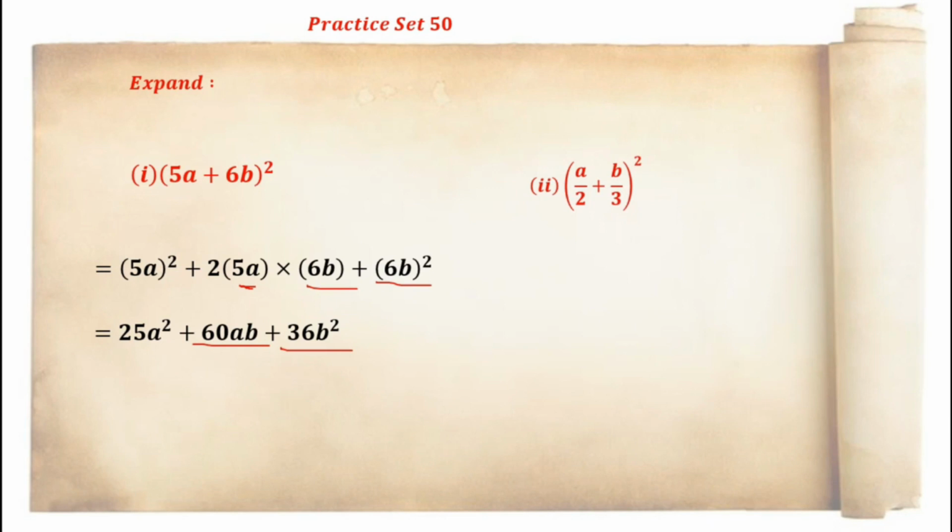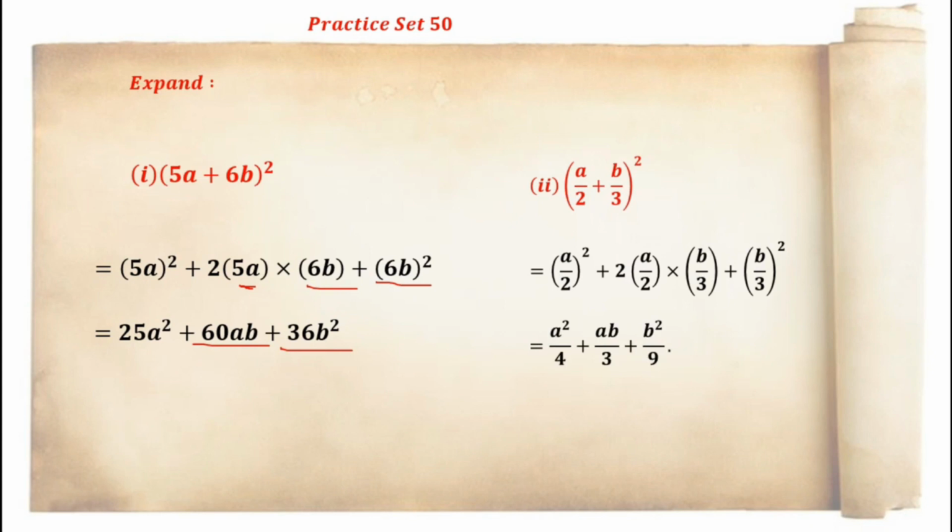Now we'll move for the second question. (a upon 2 plus b upon 3) raised to 2. So (a upon 2) raised to 2 plus 2 into bracket a upon 2 into b upon 3 plus (b upon 3) raised to 2. So here you will see that a raised to 2 upon 4 plus ab upon 3 plus b raised to 2 upon 9, okay, like this.